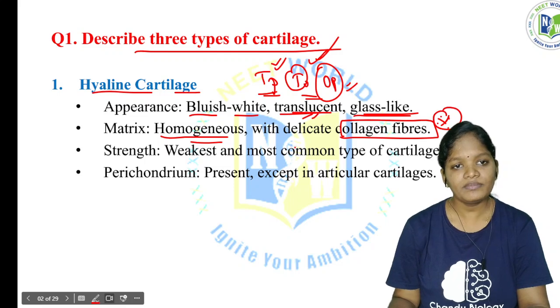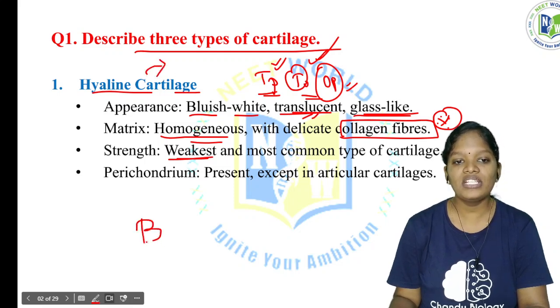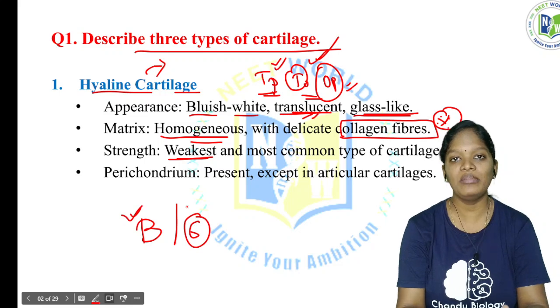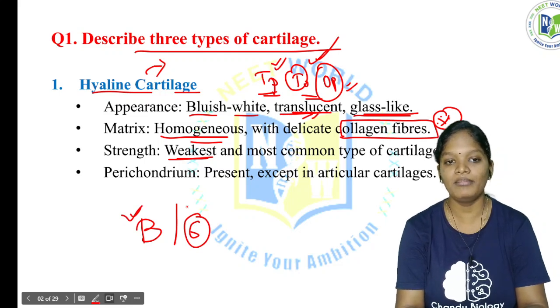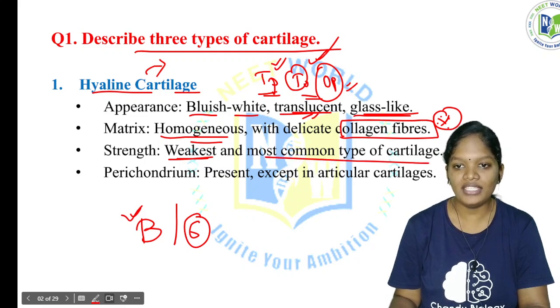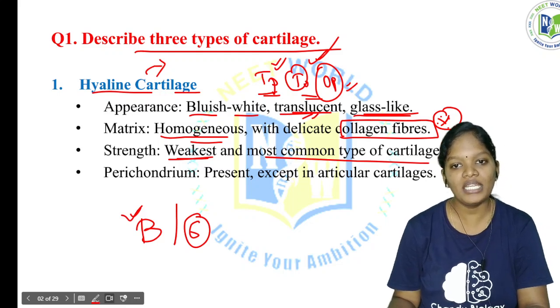How about the strength of the cartilage? See, it is the weakest. Why? Because it is very flexible in nature. The basic difference between bone and cartilage: we can't bend the bone, but cartilage can bend. So it is flexible when compared to the bone. Another important thing: we have three basic types of cartilage, and among those three, the most common type will be the hyaline cartilage.